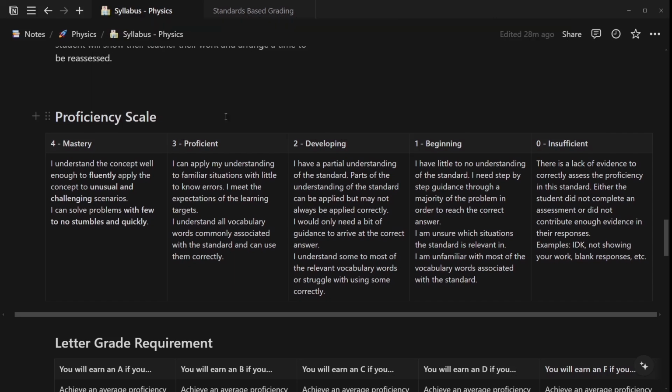If I'm helping you, I'm having to give you multiple hints. I'm having to give you step-by-steps. I'm having to tell you again and again different directions. Now a 0, meaning insufficient data.